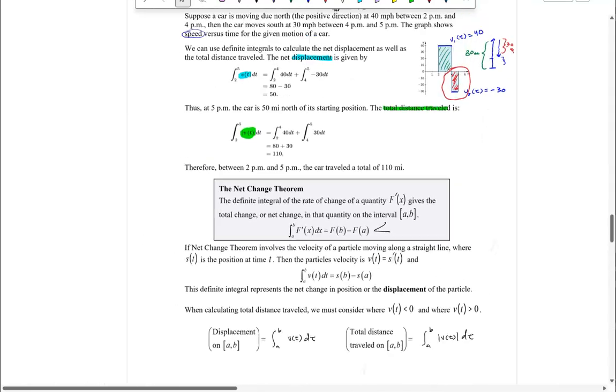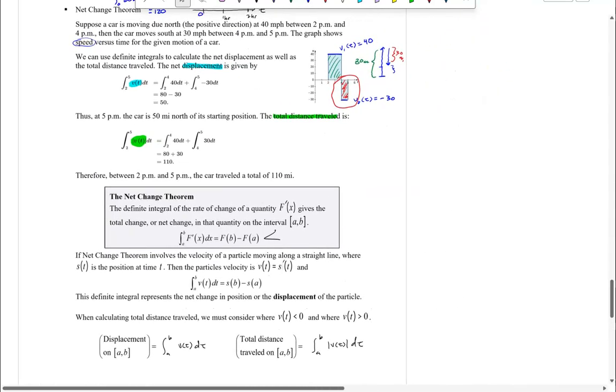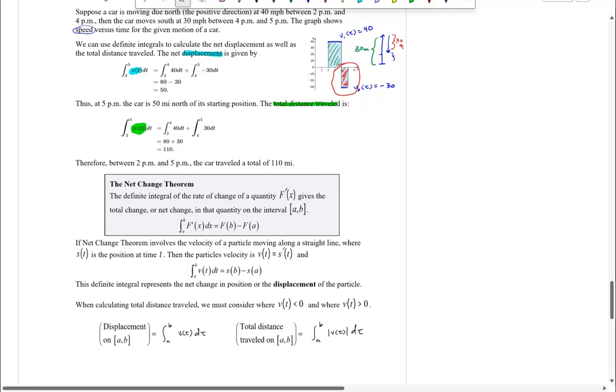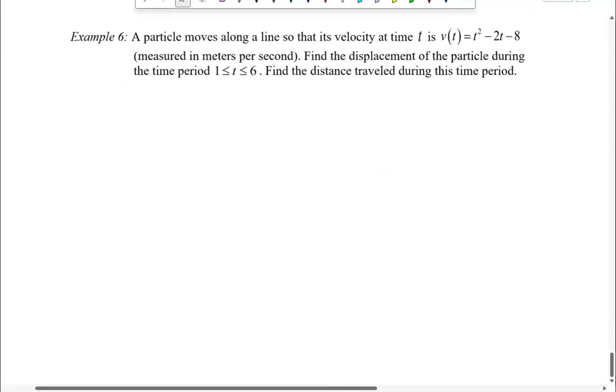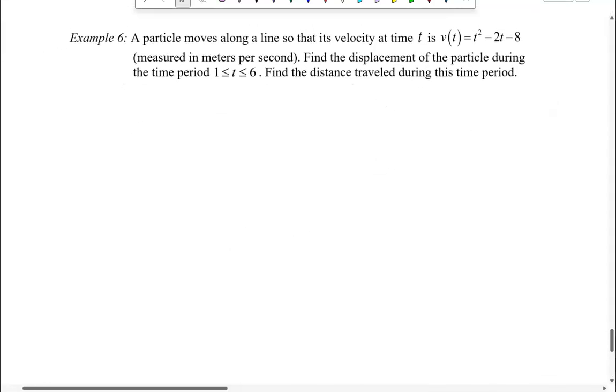Okay, so let's go ahead and look at an example where we're doing this. We already saw one, right? This one was nice and straightforward because both velocity functions were positive. But let's look at one that's maybe a little different, but kind of similar. So example 6, a particle moves along a line so that its velocity at time t is v of t equals t squared minus 2t minus 8, measured in meters per second. Find the displacement of the particle during the time period 1 less than or equal to t, less than or equal to 6. Find the distance traveled during this time.